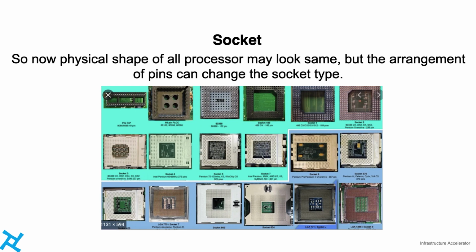So the physical shape of all the processors may look the same to you from outside, but the arrangement of pins can change the socket type. You can see these are various socket types. There is 68 pin PLCC, socket 486, socket 7, socket 5. Then on the bottom you can see LGA 1366, LGA 771. These are some of the latest ones, LGA 775. All these are different socket types.